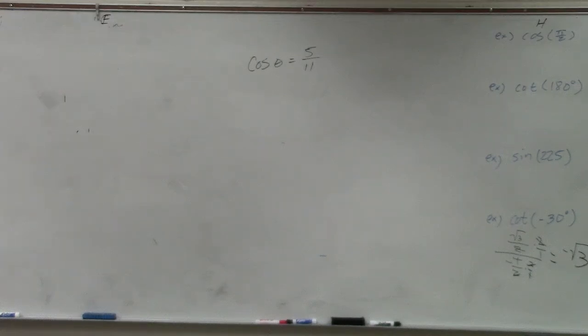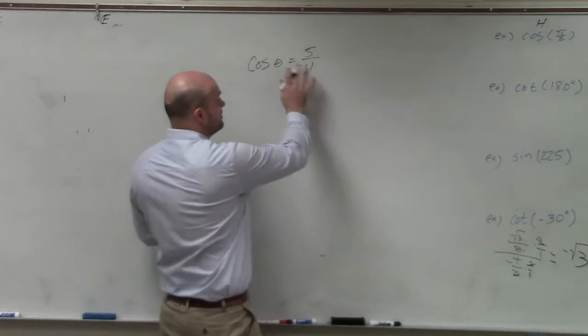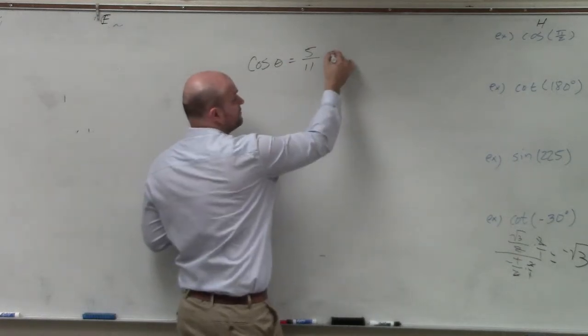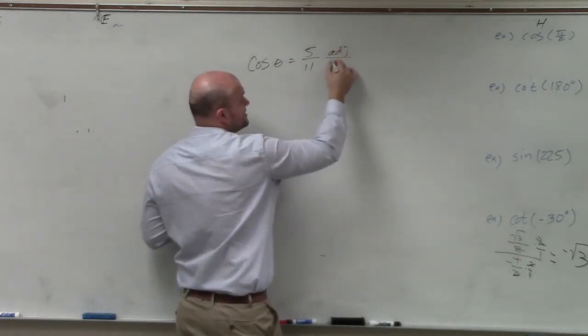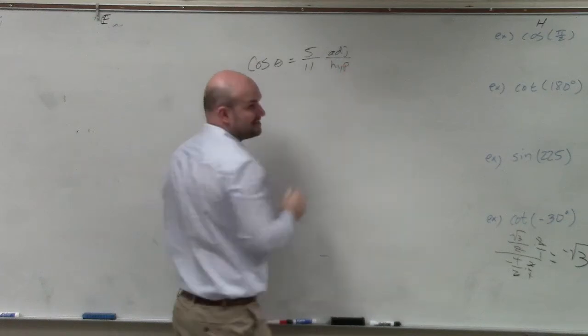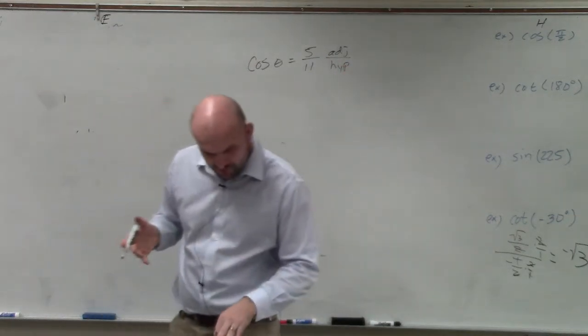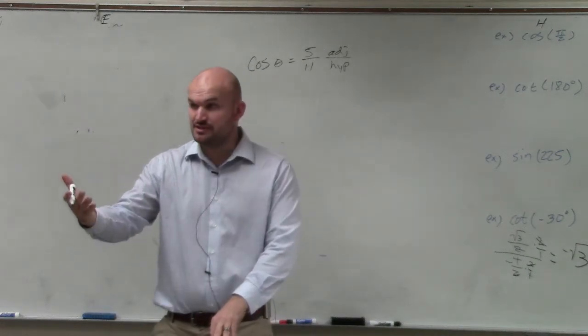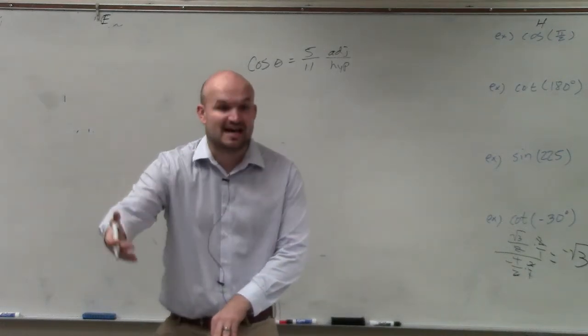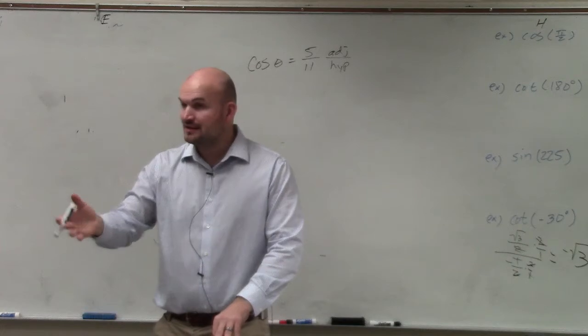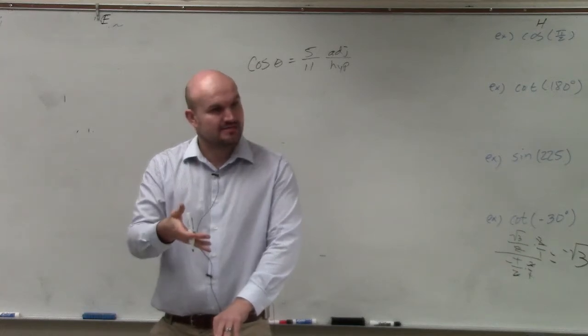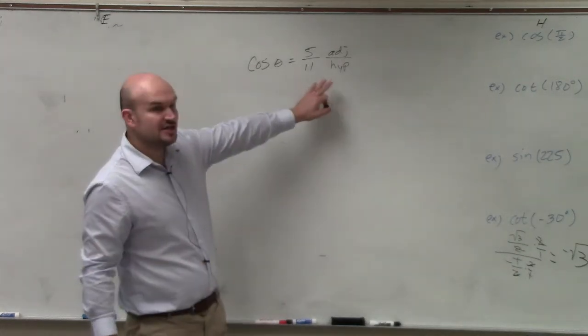I provide you with cosine of theta equals 5 over 11. Now, in your notes last class period, you know that 5 over 11 for cosine represented the adjacent over the hypotenuse, correct? And they're asking us to find the remaining 6 trigonometric functions. So if I'm going to be finding sine or tangent, that means I need to know what the opposite side is, right? I only have adjacent and hypotenuse.